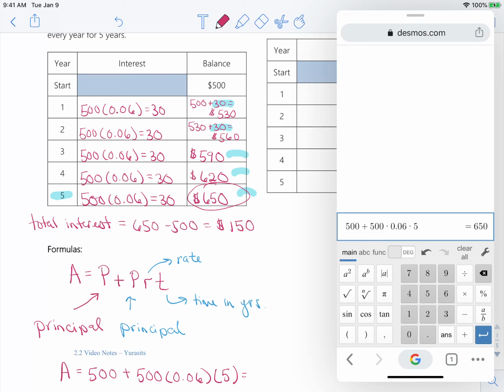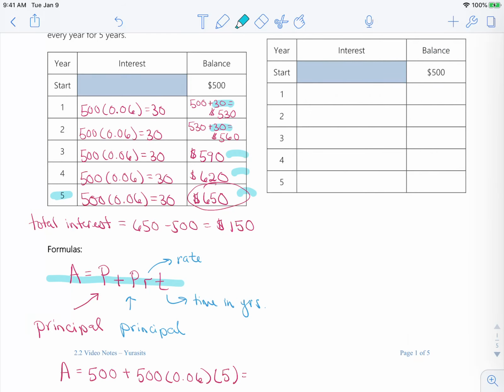And hopefully you can find ease in knowing this formula versus finding this out every time, right? Filling out a chart 5 times is a little bit time consuming.